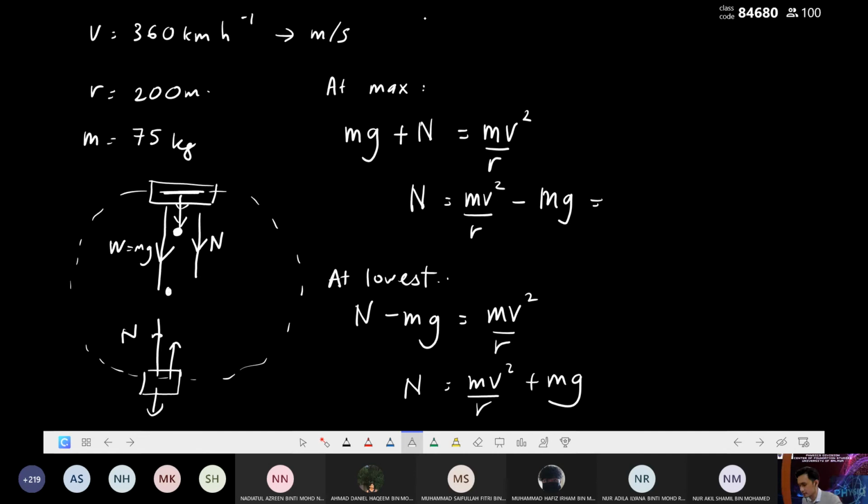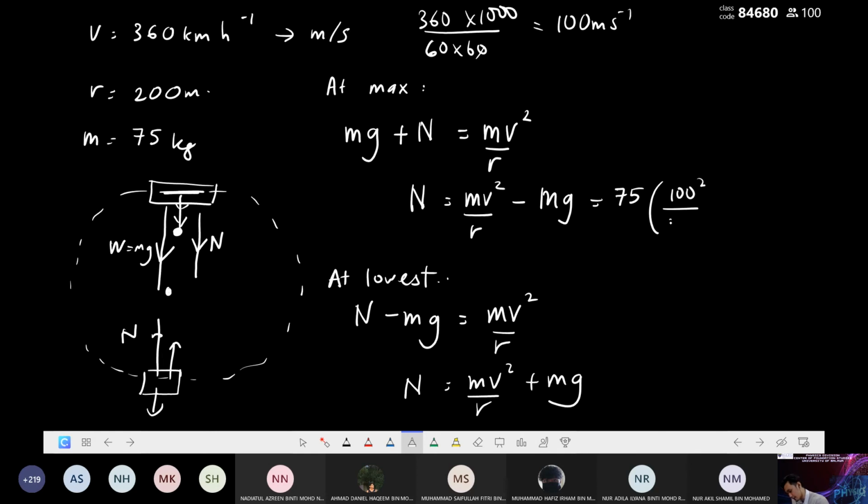So V tukar kepada meter per second, darab 1000 divide by 60 times 60, dapat berapa untuk in meter per second? 100. Kan? 100 meter per second. So we masukkan mass is 75. 75 V square is 100 over r, which is 2. I factorize m, divide by r, 200 minus with the gravity is 9.81. Okay, so berapa jawapan dia untuk N at maximum?